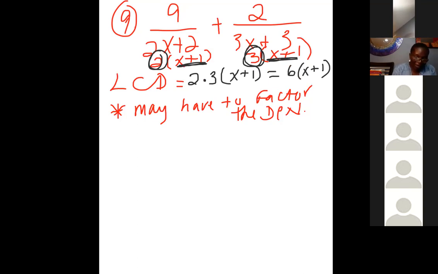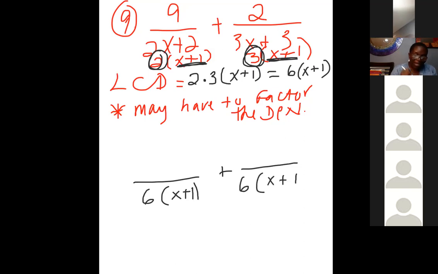All right, so now that we have the LCD, 6 times x plus 1, we're going to change the numerators accordingly. Now, let's make the comparison. For the first fraction, we had a denominator of 2 times x plus 1. Now, the new denominator is 6 times x plus 1. So to go from 2 times x plus 1 to 6 times x plus 1, we multiplied this by 3. So we're going to multiply the numerator by 3. So 3 times 9 gives us 27.